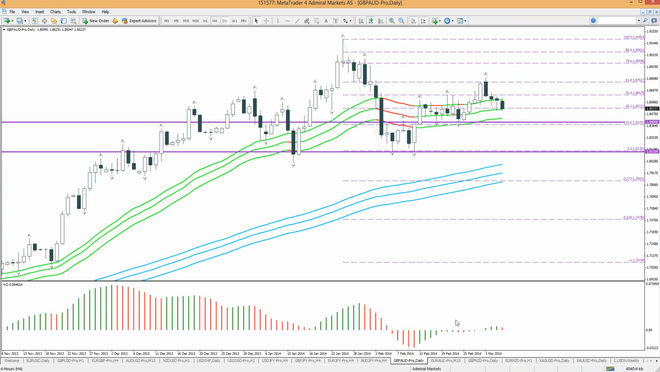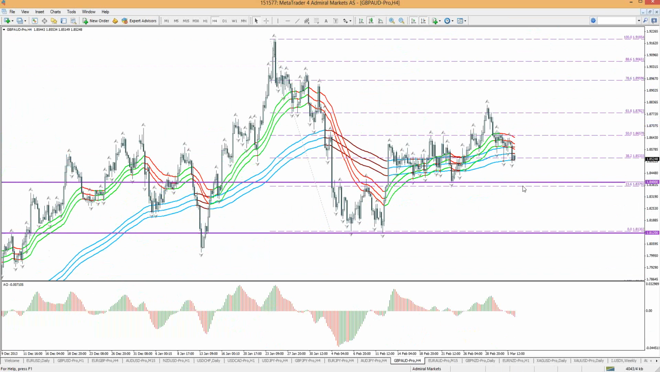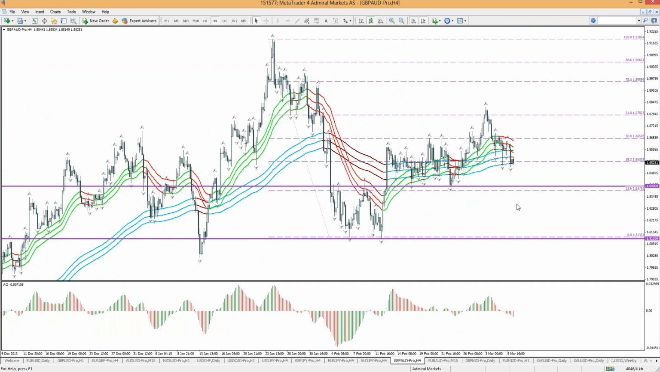Let's take a look at the 4 hour now. And we can see upside momentum, consolidation, upside, retracement. Is this a pullback for more upside? It's still possible, if you look at this 4 hour chart, despite the bearishness on the lower time frames.